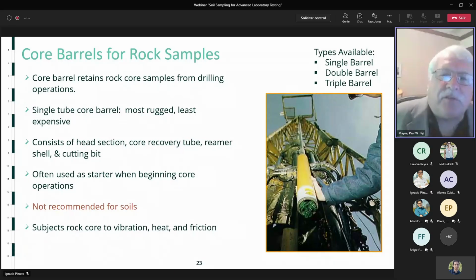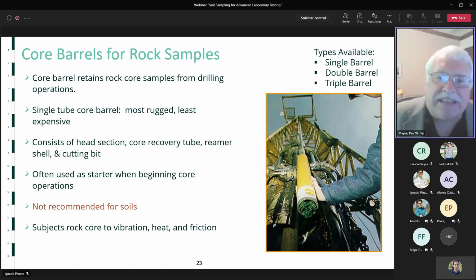So there are samples for rock. To take rock samples, we need a core barrel, and there are different kinds of core barrels. Over on the right-hand side, you'll see a single barrel type. It just has one tube. That tube rotates to collect a sample of rock.